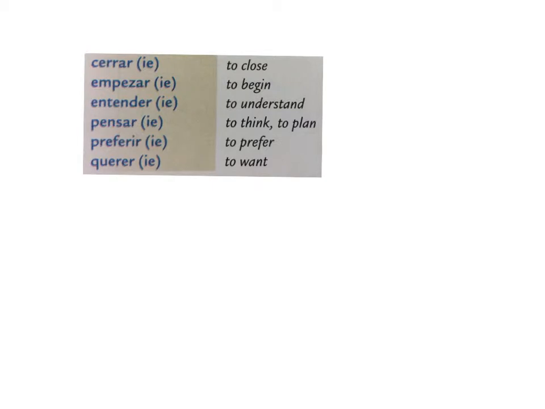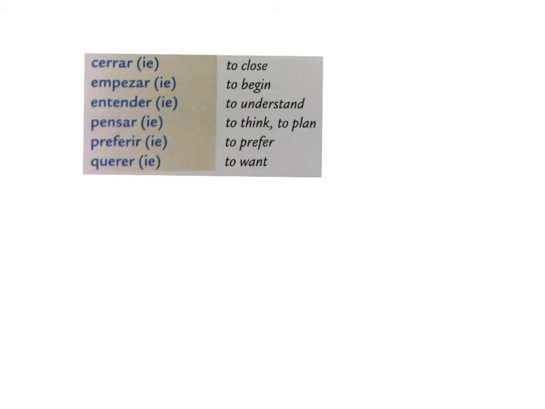The first set of words that we're going to be looking at today are listed on the screen. So you have the word cerrar, which means to close. We've used that a little bit with the ventanas. Empezar, which means to begin. Entender, to understand. Pensar, which means to think. But you also kind of say, I'm thinking about going to the store. So it's kind of like planning. I'm planning to go to the store. So you can almost make a future out of it. Preferir is going to be a really great verb for you, to prefer. And querer is going to be one that's very useful also, to want.